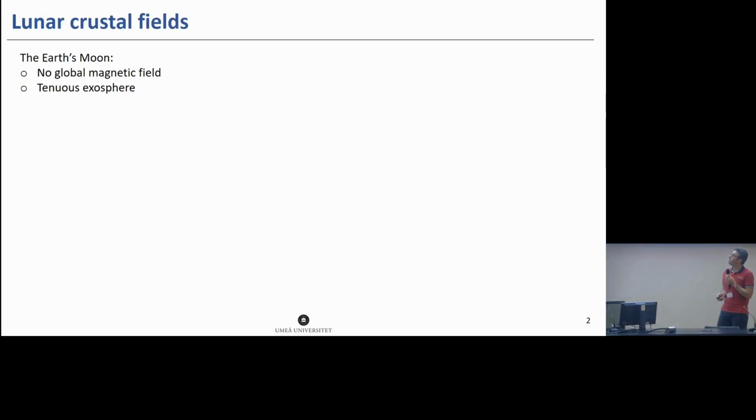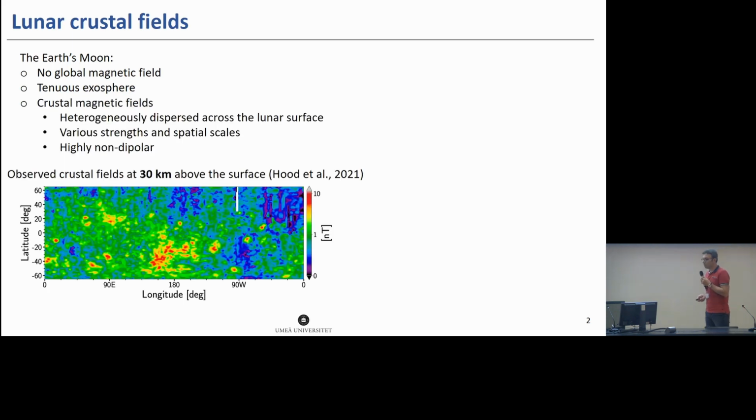And well, I don't think I would need to tell you in detail, but today the Moon has neither a global magnetic field nor a tenuous exosphere. Instead, it has crustal magnetic fields that are heterogeneously spread around the entire lunar surface with various strengths and spatial scales, as you can see from this map here. That is observed by a combination of two spacecraft observations of magnetic fields at 30 kilometer altitude above the surface.